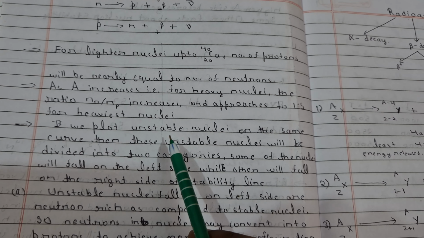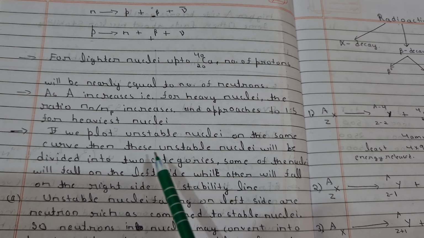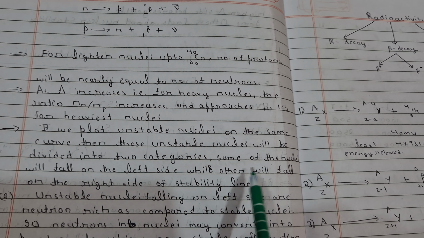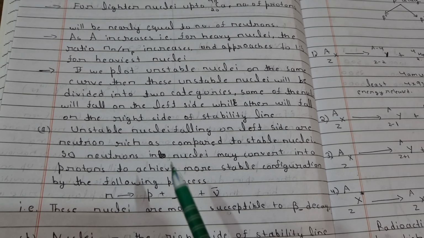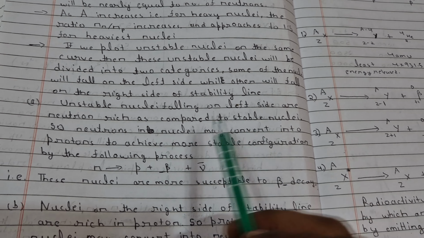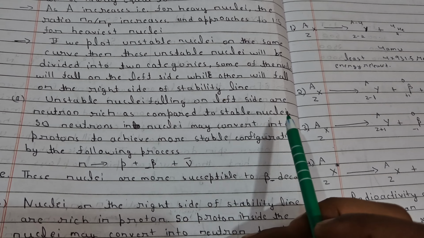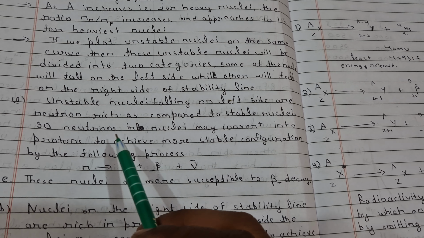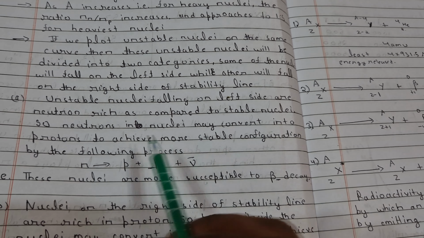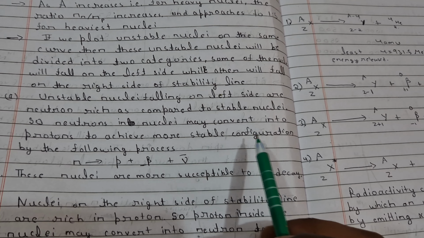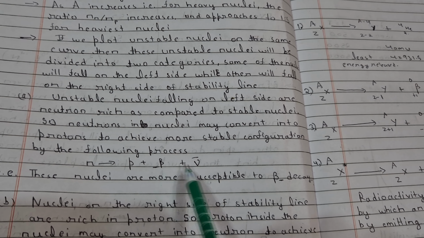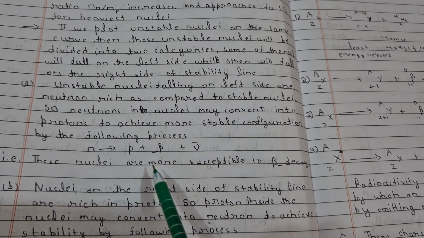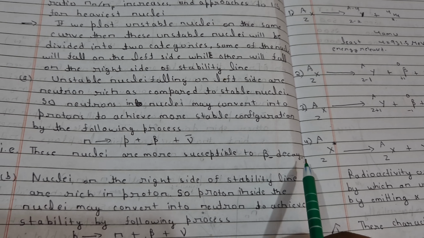If you plot unstable nuclei on the same curve, then these unstable nuclei will be divided into two categories. Some will fall on the left side and some will fall on the right side, as I already told you. Unstable nuclei falling on the left side are neutron rich as compared to the stable nuclei. So neutrons in the nuclei may convert into protons to achieve a more stable configuration, and by this process, a beta negative particle and antineutrino will be emitted. These nuclei are more susceptible to beta negative decay.